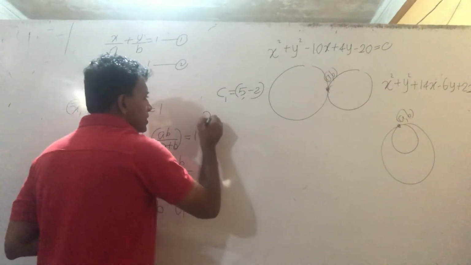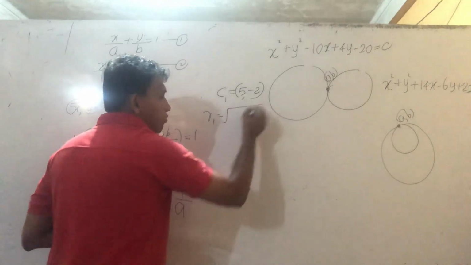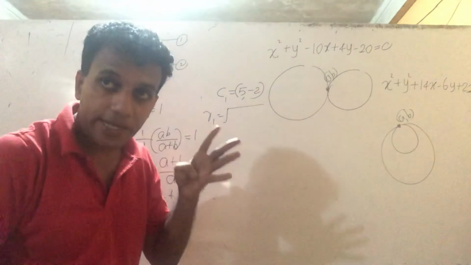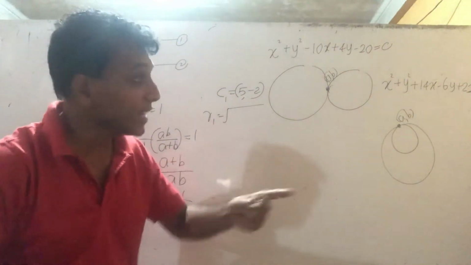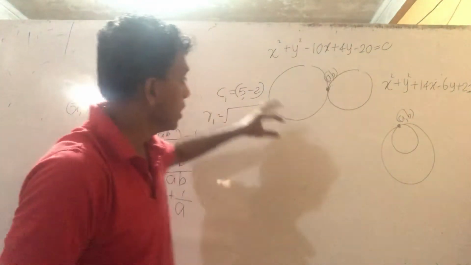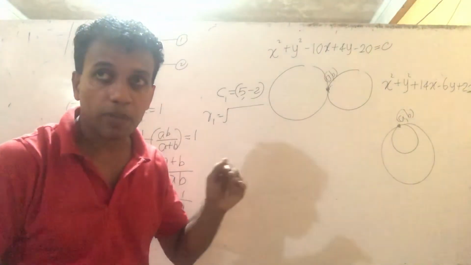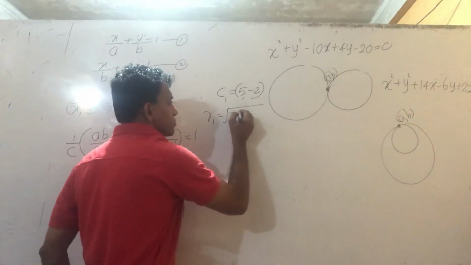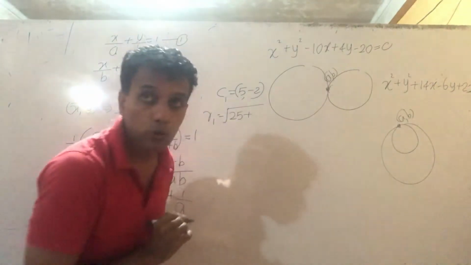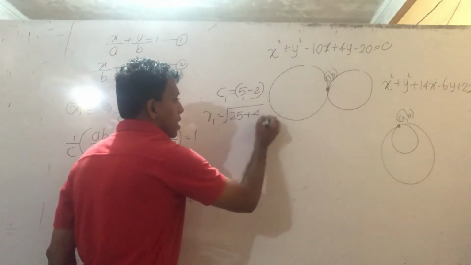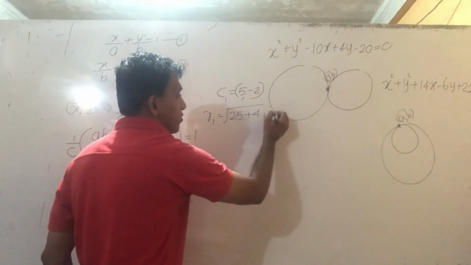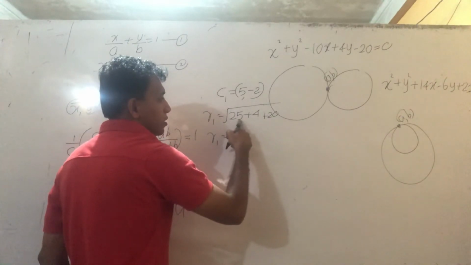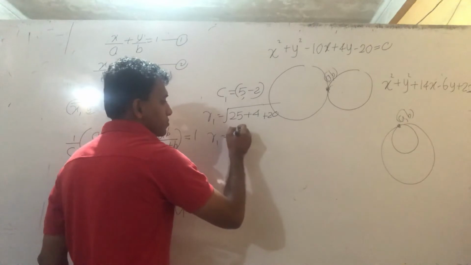Also write the radius R1. How do we find the radius of a circle? Square root of the center coordinates squared minus the constant term. Generally it is the square root of g square plus f square minus c. So 5 square is 25, plus 2 square is 4, minus minus 20, plus 20. So what is the radius answer? To simplify, 49, so the radius is 7.